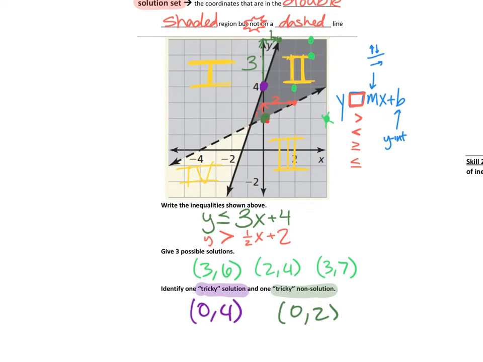But if either one of them is dashed, or if both of them are dashed, the point where they intersect does not count as a solution. That would be what we call a tricky non-solution. Anytime it's on a dashed line, period, it does not count. Cool? Awesome. Any questions about what it's going to look like when we graph a system of inequalities?